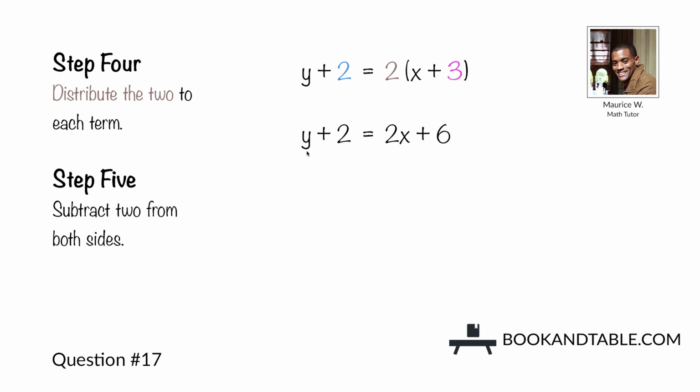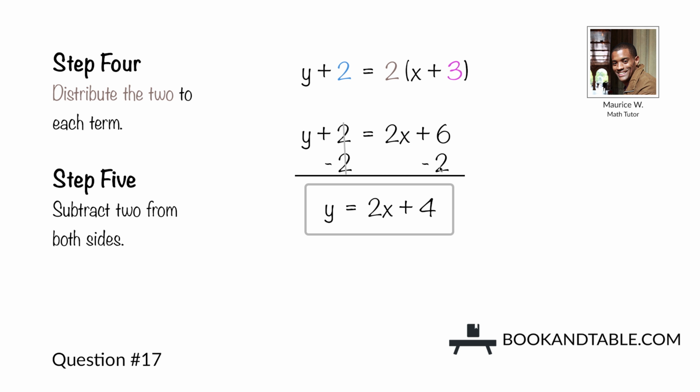And now to isolate y on the left side, subtract 2 from both sides. 6 minus 2 is +4. So the equation of the line is y equals 2x plus 4.